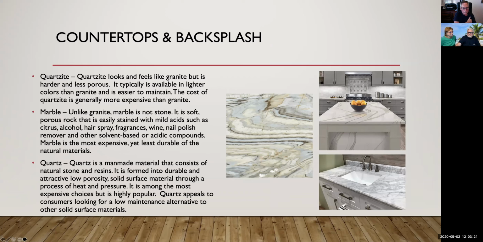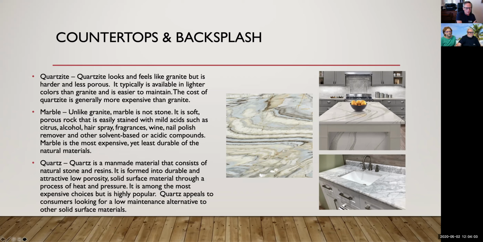Marble, that's in the lower right-hand corner. Unlike granite, marble's not stone. It's soft, porous rock that is easily stained with mild acids such as, all right, here we go, citrus, alcohol, hairspray, fragrances, wine, nail polish remover, and other solvent-based or acidic compounds. Marble is among the most expensive solid surface products. It's available in tiles as well, yet it's the least durable of the natural materials.